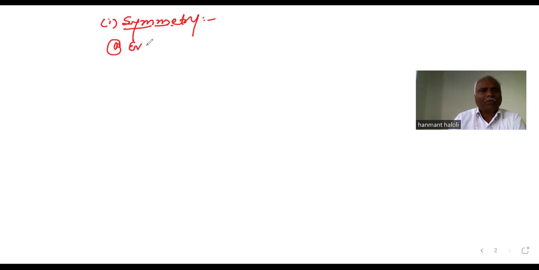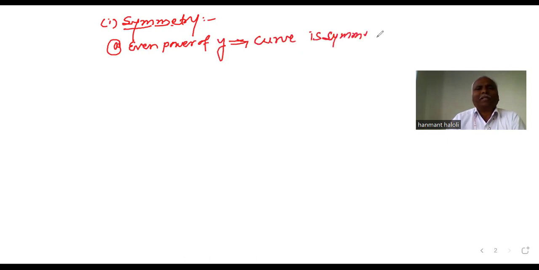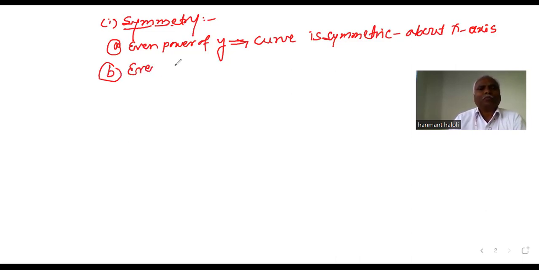An even power of y indicates that the given curve is symmetric about the x-axis. Similarly, an even power of x indicates that the curve is symmetric about the y-axis.